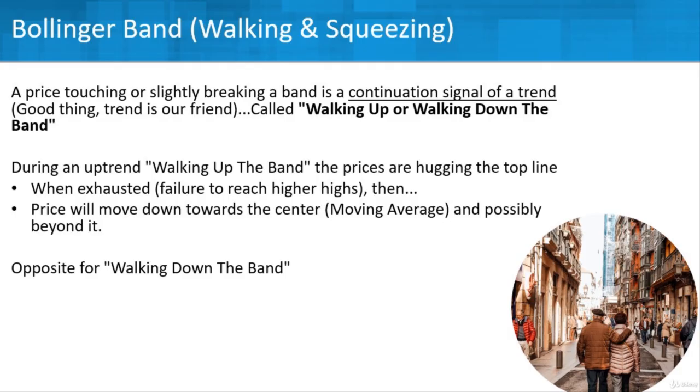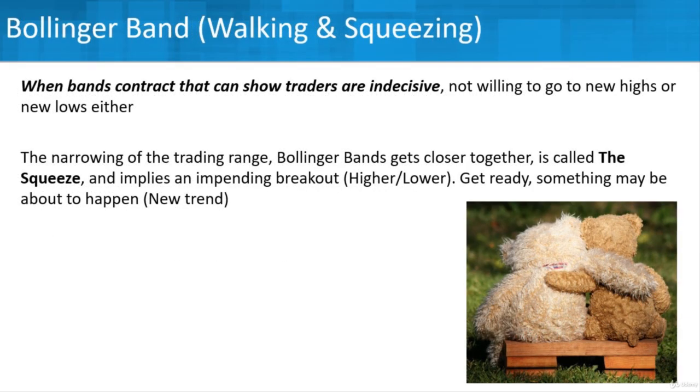For walking down the band, it's just the exact opposite. It's on the lower band, hugging the band, and then if it comes off that band, the prices are going to start moving up towards the middle. So it's just basically the opposite. So walking up and down bands are great continuation signals of a trend. The trend is established, and then it's going to continue on. Now squeezing: when bands contract, the overall bands are getting closer together.